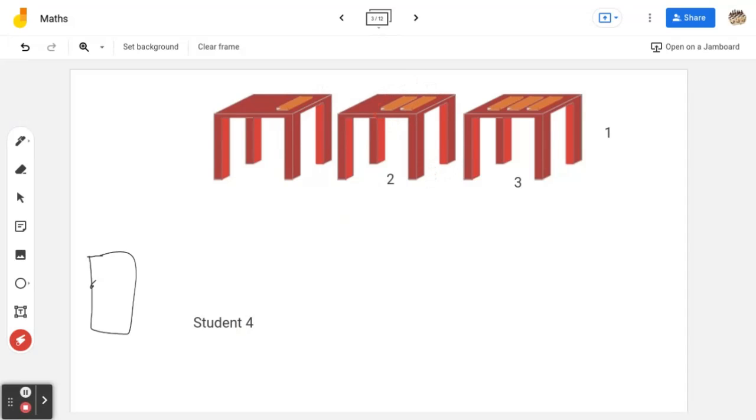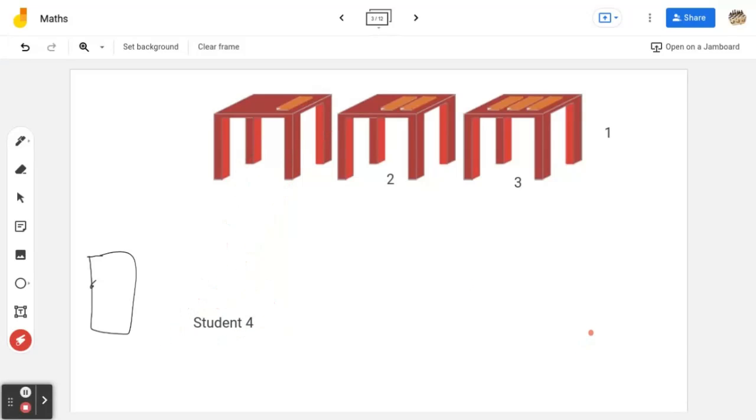Remember, students have to share the chocolate equally on the table. And if he goes to table 3, student 1 gets this, student 3 gets this, and student 4 will get this. So that's why student 4 can choose wherever he goes to. But I personally would just put student 4 in table 1 because no one has gone there yet.